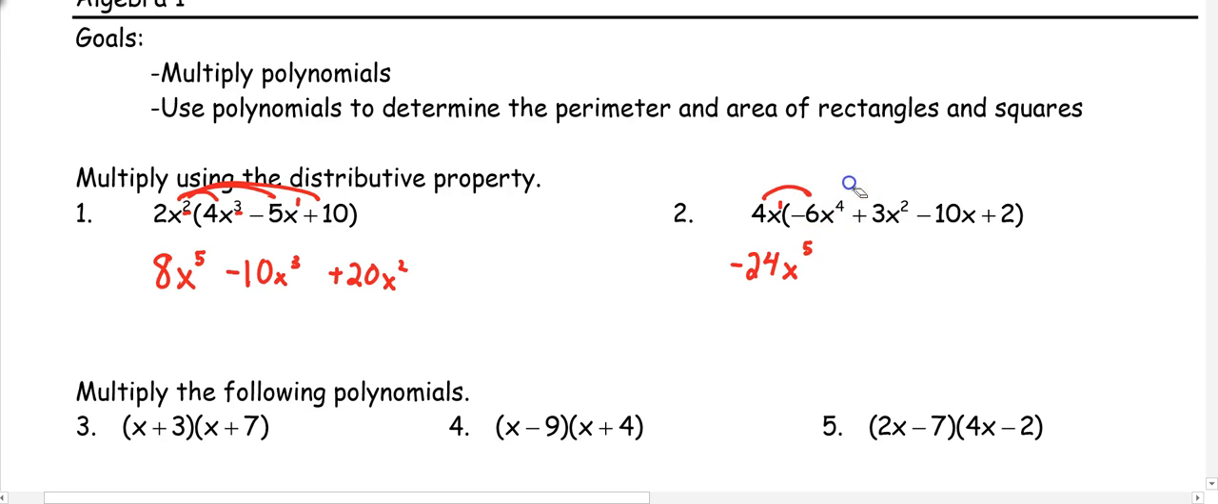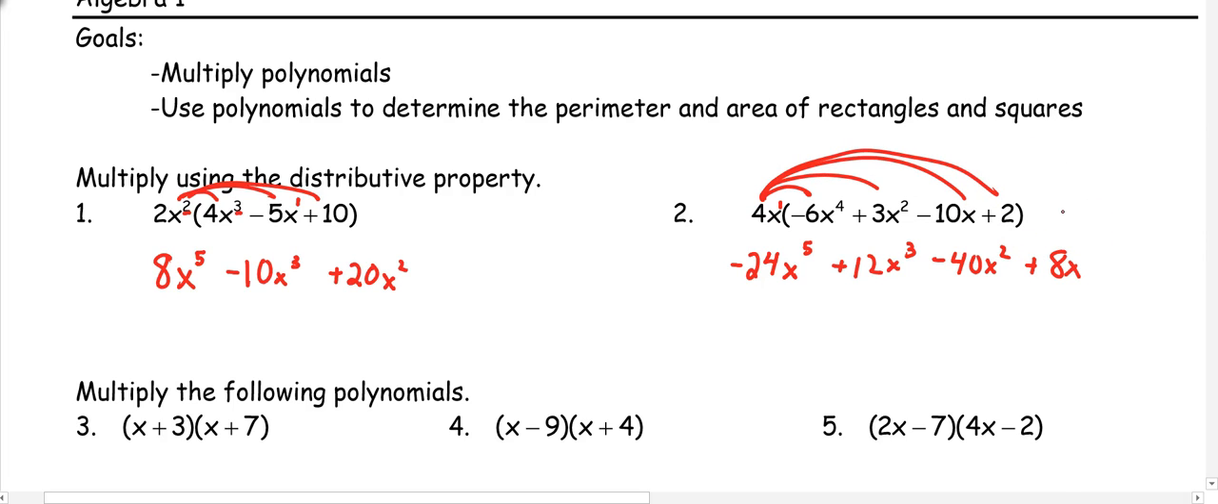Next one, 4x times 3x squared. 4 times 3 is 12. And x times x squared, we add those exponents together to get x cubed. Then I have 4x times negative 10x. 4 times negative 10 is negative 40. And x times x gets us x squared. And then 4x times 2 gets us 8x.